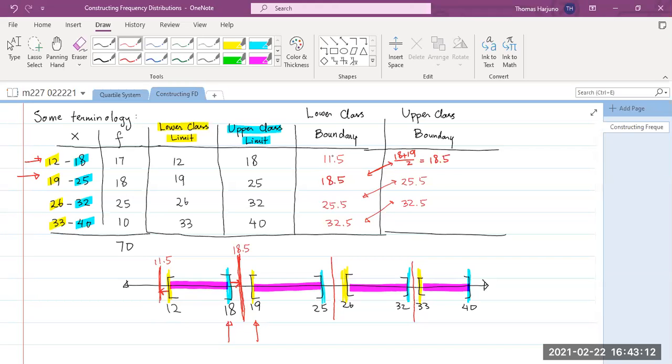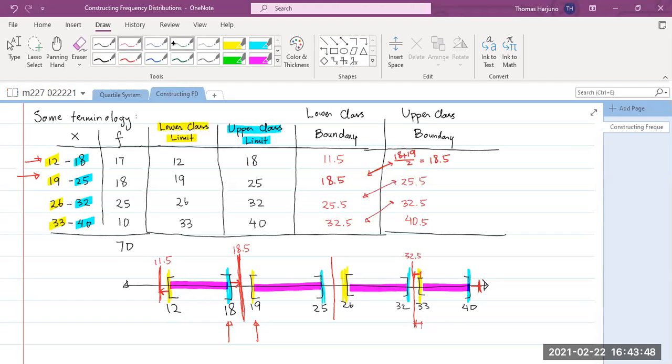Now, for the highest class, this is 32.5. Now you extend 0.5 unit from 32.5 to 33, right? 32.5 to 33, you extend half a unit. So here you extend half a unit also. So this will be 40.5. Okay, that's how the boundary is being done.